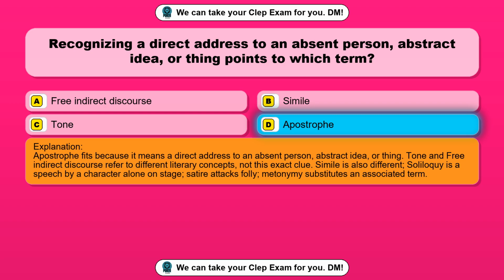Apostrophe. Apostrophe fits because it means a direct address to an absent person, abstract idea, or thing. Tone and free indirect discourse refer to different literary concepts, not this exact clue. Simile is also different. Soliloquy is a speech by a character alone on stage. Satire attacks folly. Metonymy substitutes an associated term.